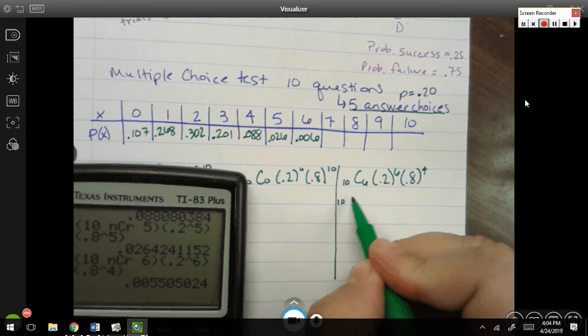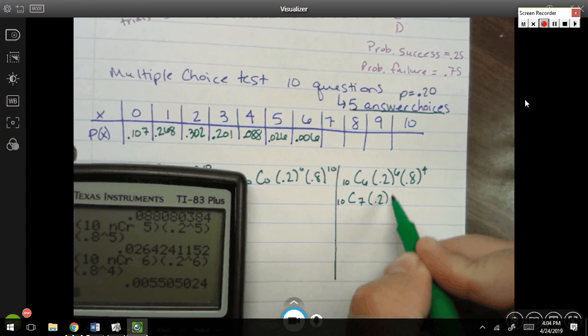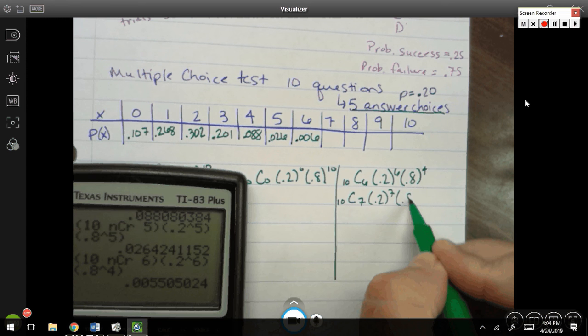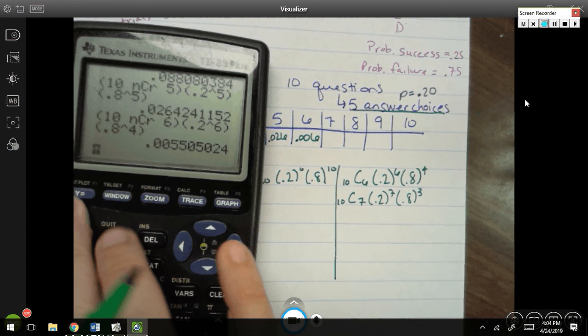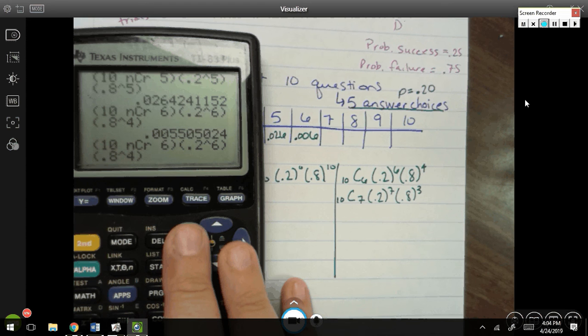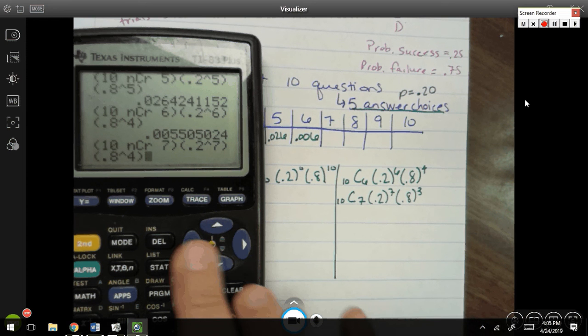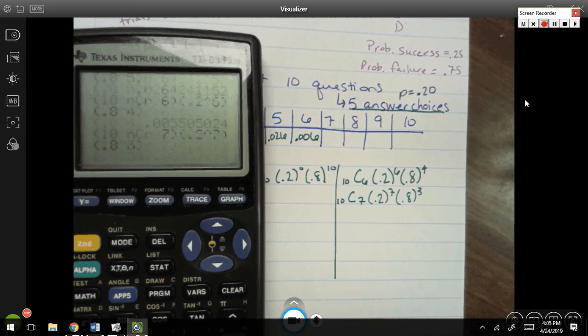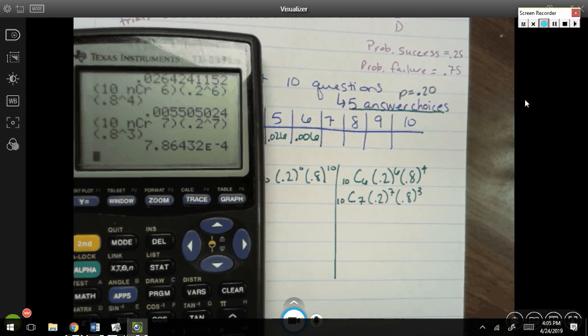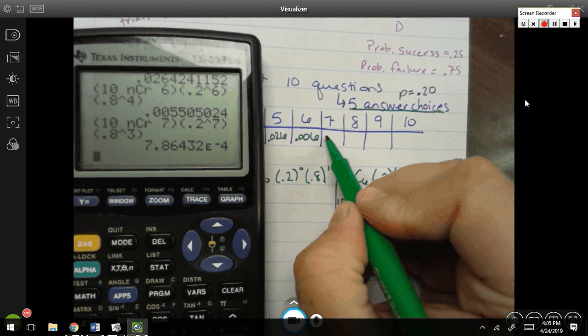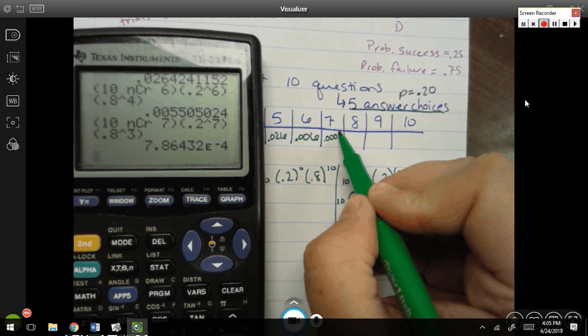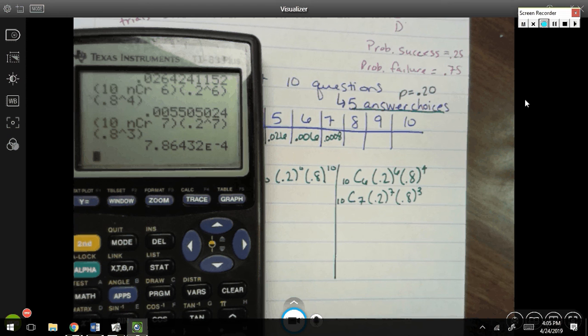Let's do 7. So this would be 7, 7 and 3. Oh, so here we have scientific notation that tells me to move the decimal over left 4 times. So it's going to be 0.000, and we'll round that 7 to an 8. We're getting really close to 0 here.